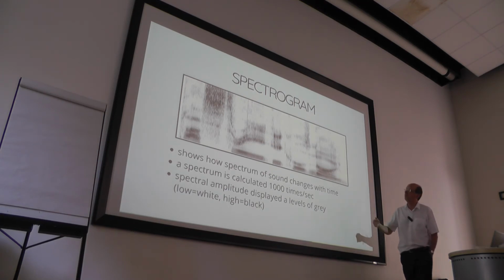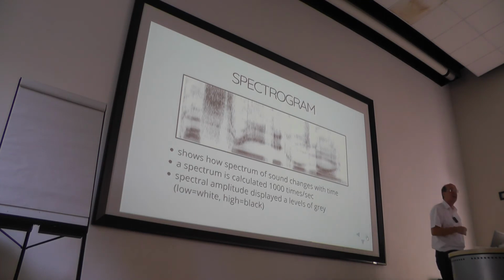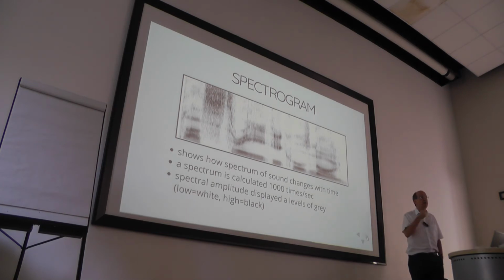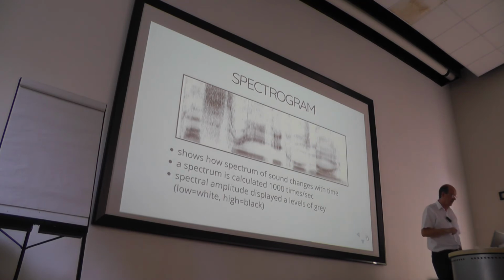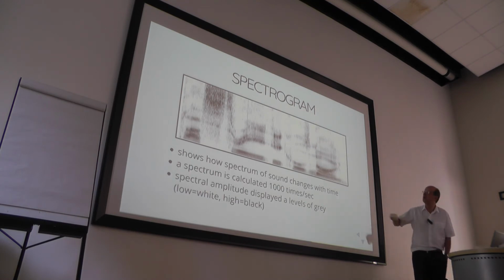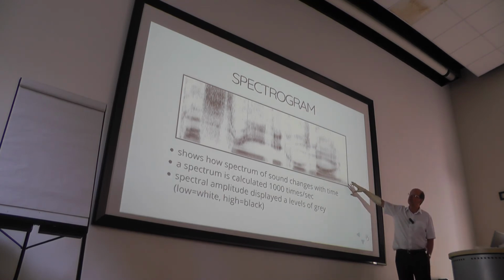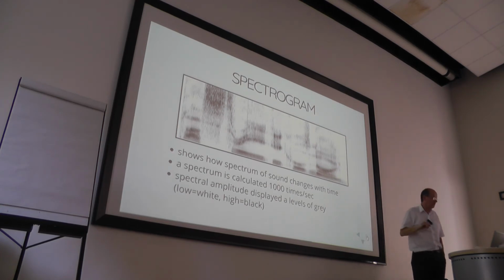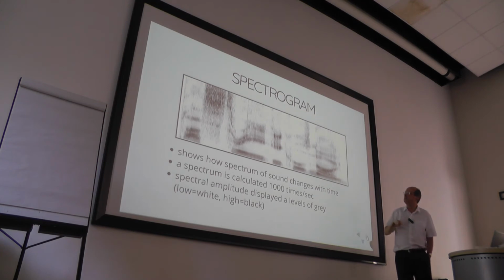And it's a pretty simple idea. All you do is you calculate the spectrum of the sound, but you calculate it, say, 1,000 times per second, and then for each one of those spectra, you convert them into a grey picture, a coloured picture. So you change the amplitude into a grey scale. In this particular version, which is the traditional way of explaining spectrograms, low amplitude is represented by white, and high amplitude is represented by black.